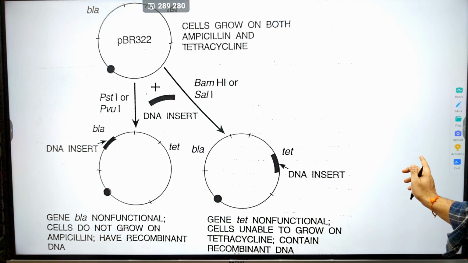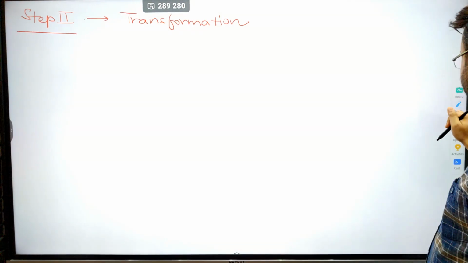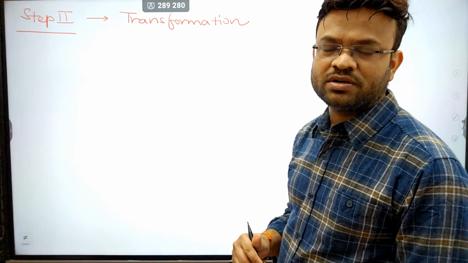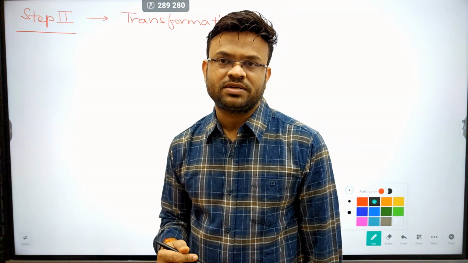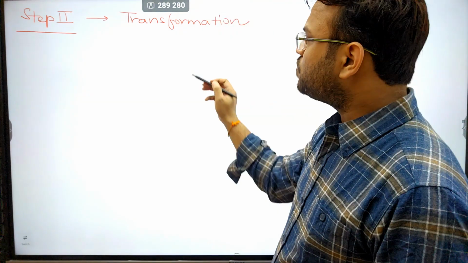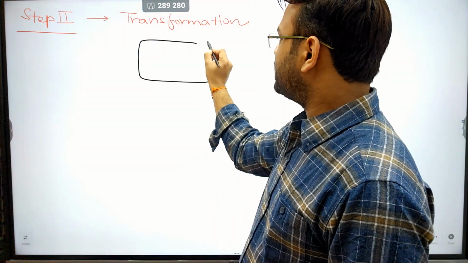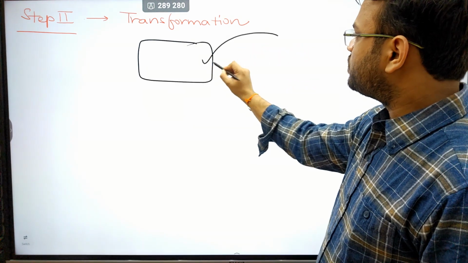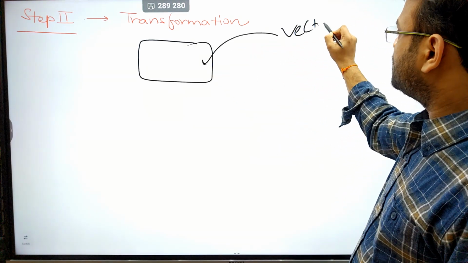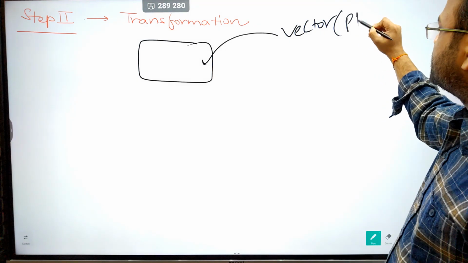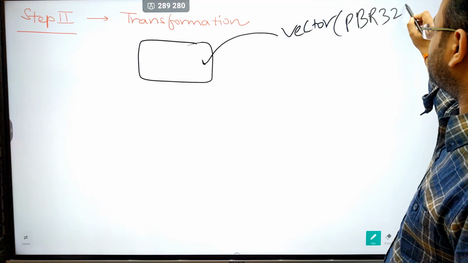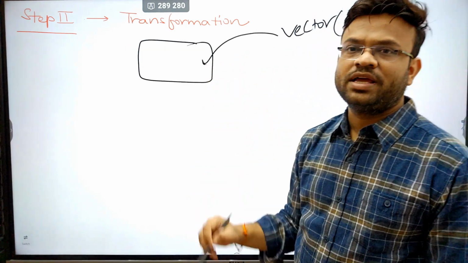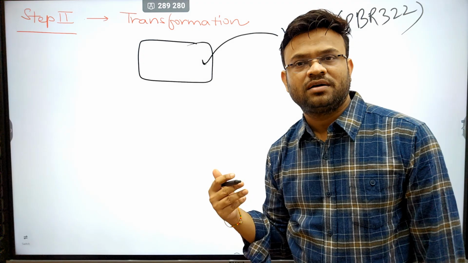Now let us move forward and discuss the next process, which is called transformation. What do you understand from transformation? Transformation simply means that this is, let us say, your bacteria, and you want to put in your vector. And what was my vector over here? It was pBR322. I want to integrate my vector pBR322 inside my bacteria. This is my motto.